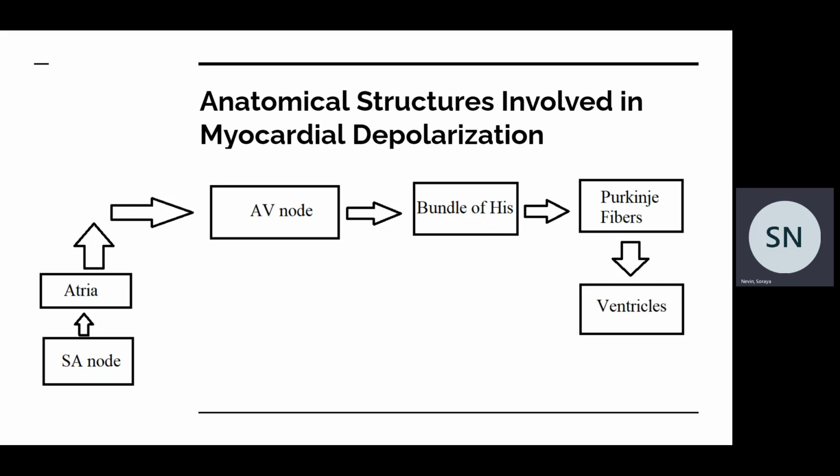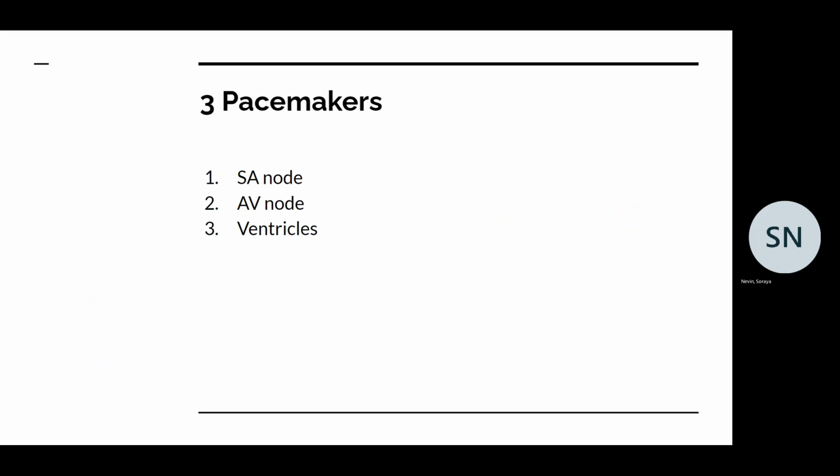When the AV node fires, the signal travels across the bundle of His and the Purkinje fibers very rapidly to the ventricles. Our heart has three pacemakers: the SA node, the AV node, and the ventricles themselves, because they all have leak channels. The frequency of 1 is greater than the frequency of 2, which is greater than the frequency of 3. The fastest pacemaker captures the rate of a normal heart.